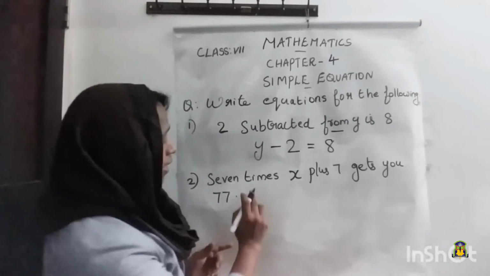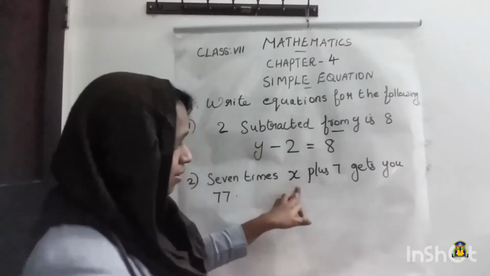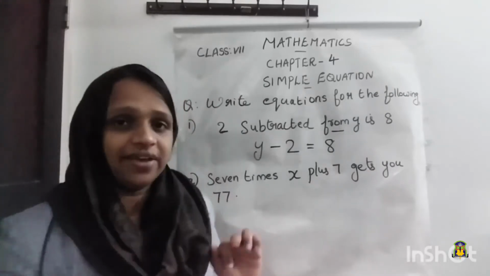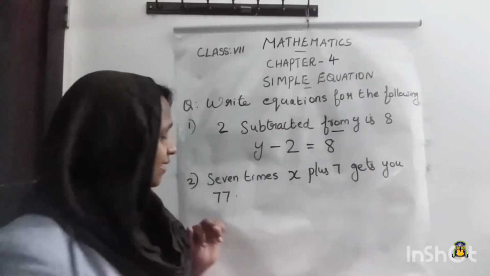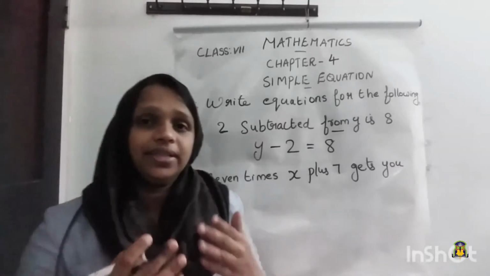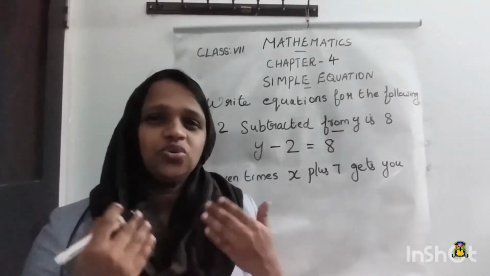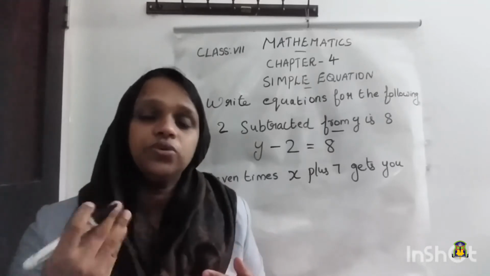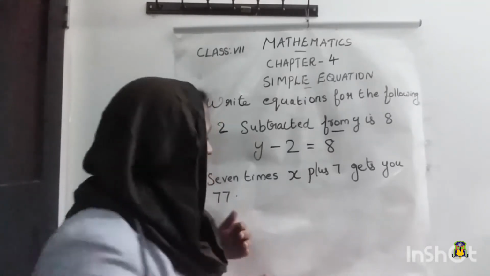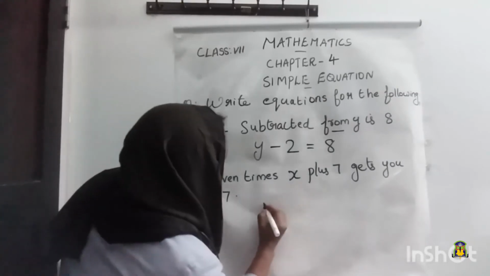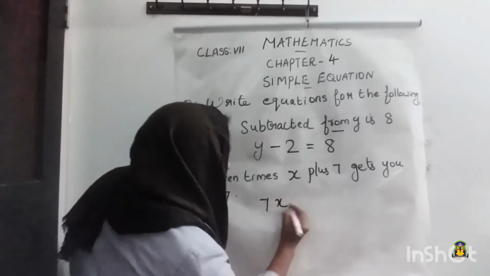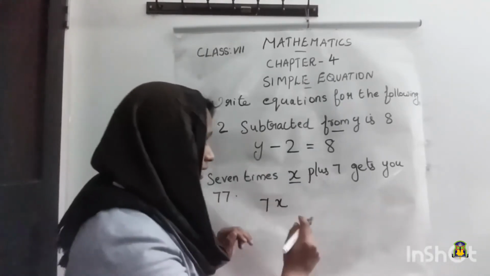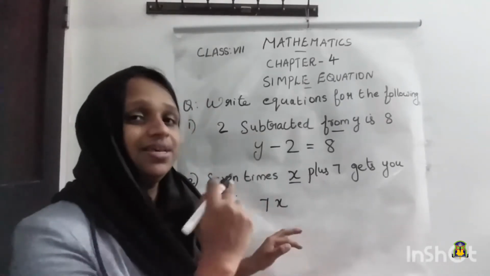Now next question. 7 times x plus 7 gets you 77. What is meant by that? Yes, 7 times. I told you that: twice, 2 times; thrice, 3 times. Isn't it? "Times" we usually use for multiplication. So here 7 times means what? 7 into x. Here the variable is x. So 7 times x means 7 into x, 7x.